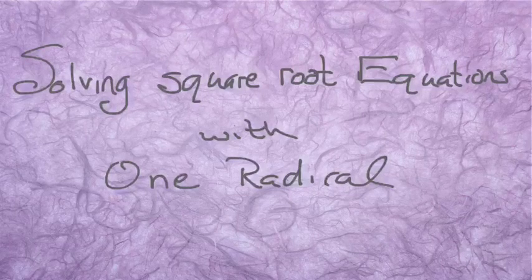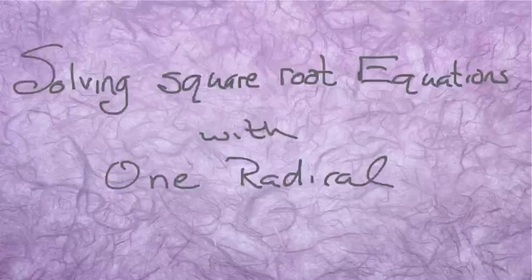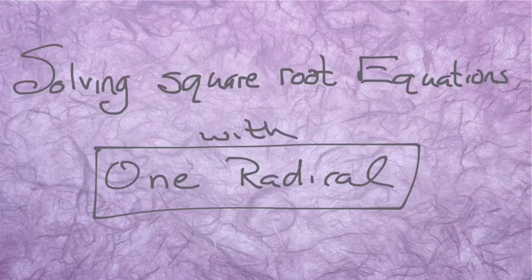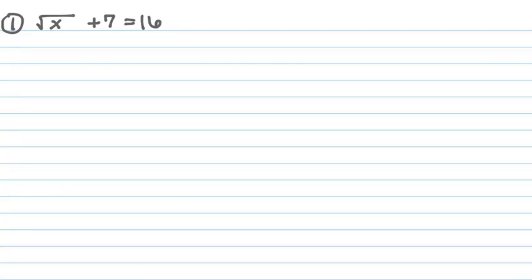Today we are going to be solving square root equations. On these square root equations, we're going to restrict it to only ones with one radical. That means there's only one square root in the original problem. So let's look at some examples of what that would look like.